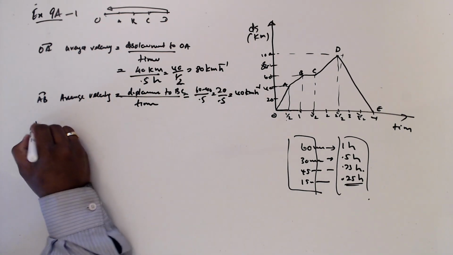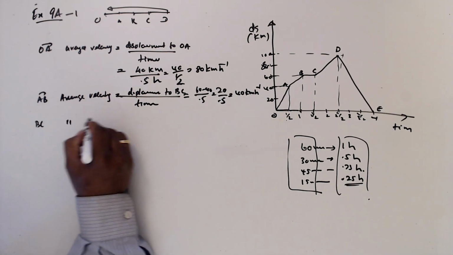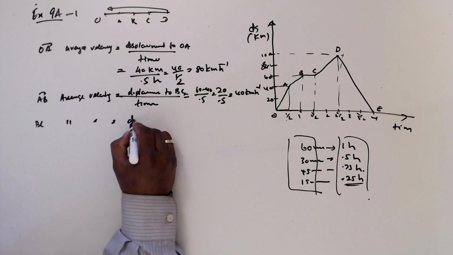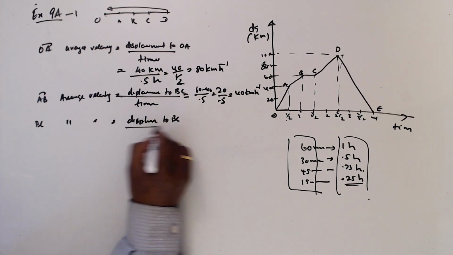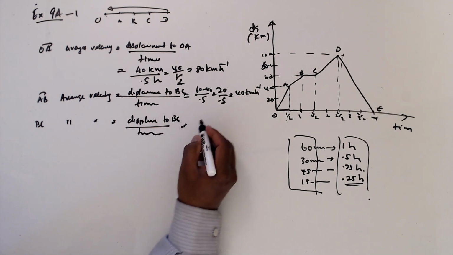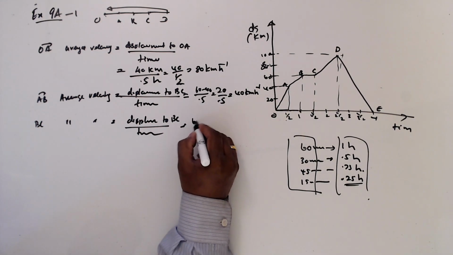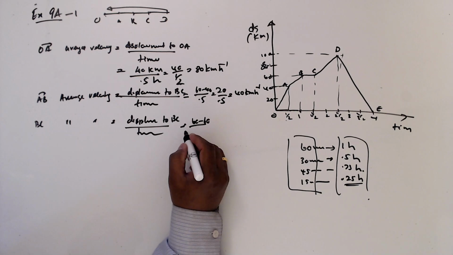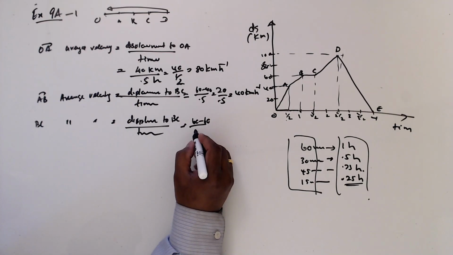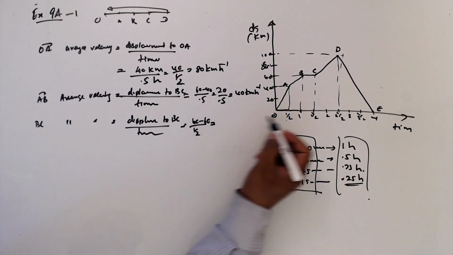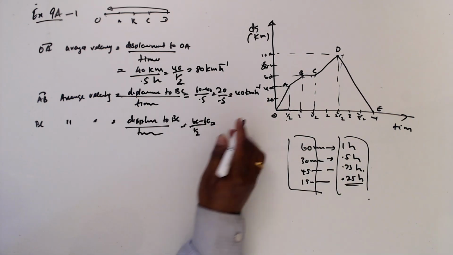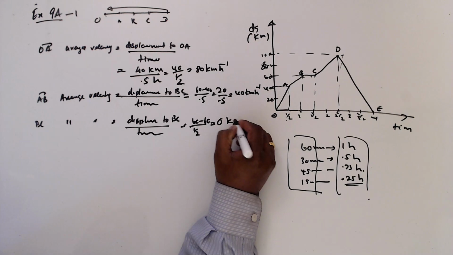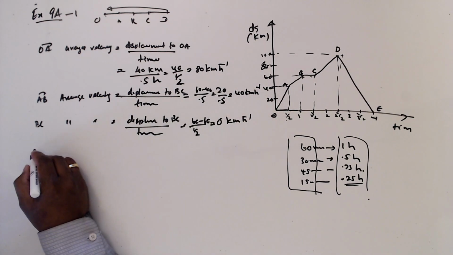Then B to C, average velocity is displacement B to C divided by time. At the start it is at 60, at the end it is at 60, and the time is still half an hour. So for half an hour, the car waits there. The answer is 0 km h minus 1.